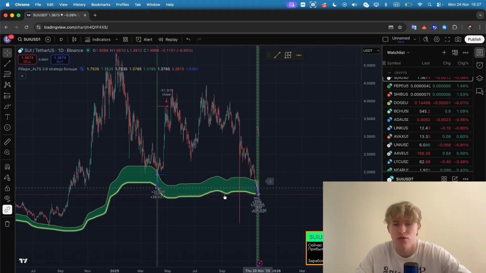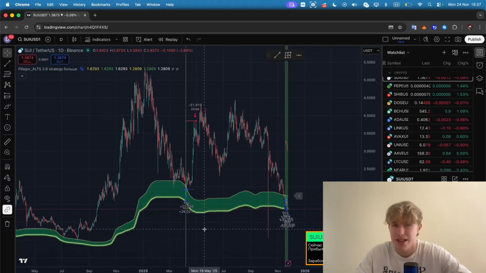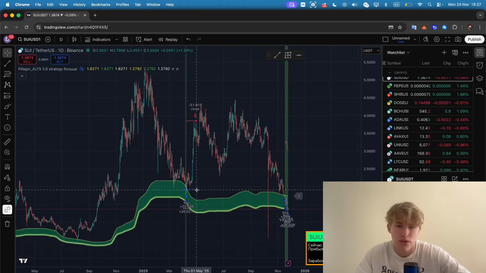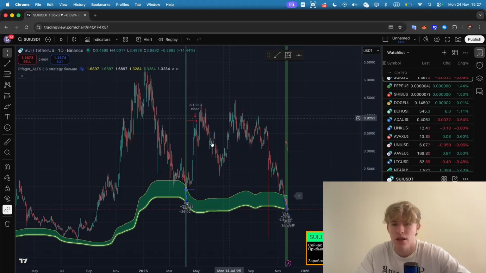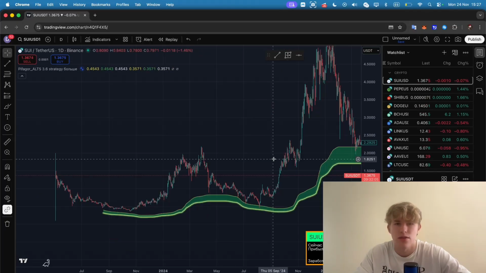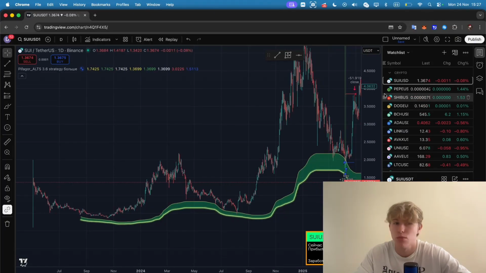That's a good opportunity to buy, of course, and this is not financial advice, but as we look at history, we can see that SUI made 100% here or 130% here from this simple signal. No signals before that. So we're moving to the next one.